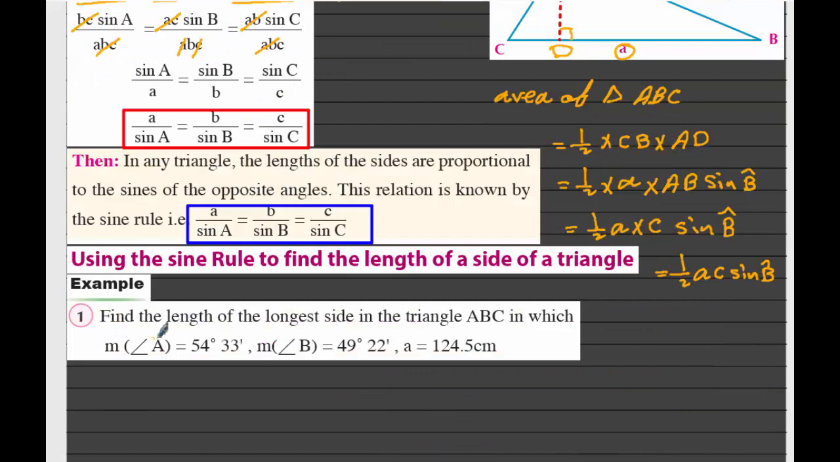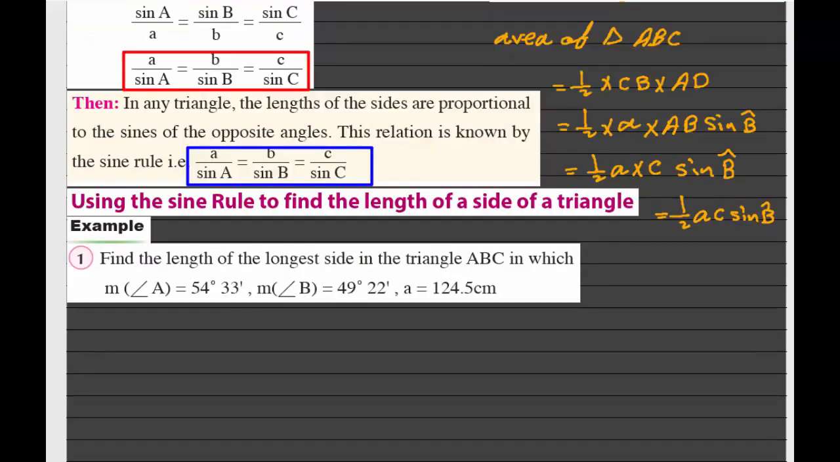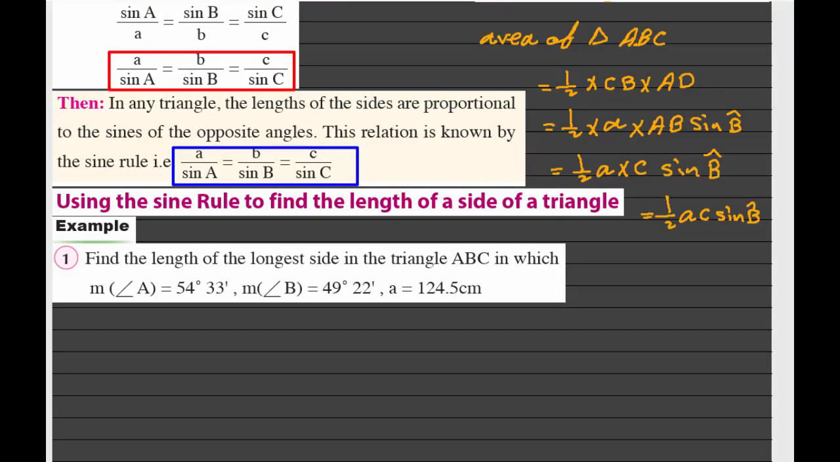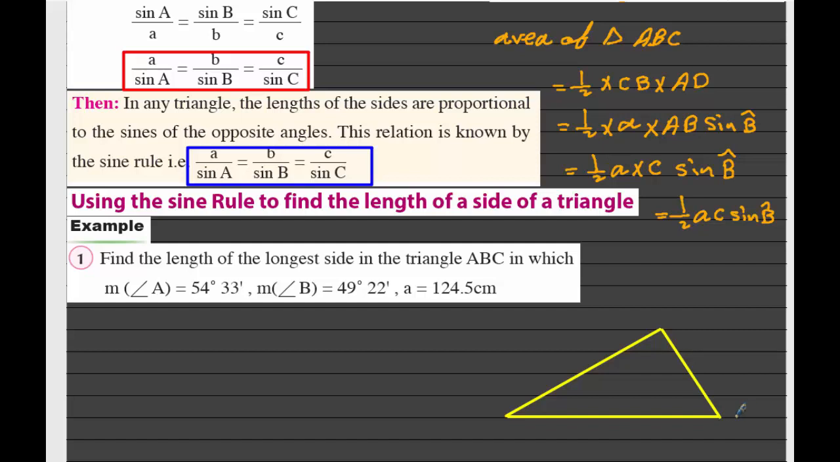Example 1: find the length of the longest side in the triangle ABC in which the measure of angle A equals 54 degrees 33 minutes. So I'll draw the triangle. Here we have the triangle ABC. Measure of angle A equals 54 degrees 33 minutes.